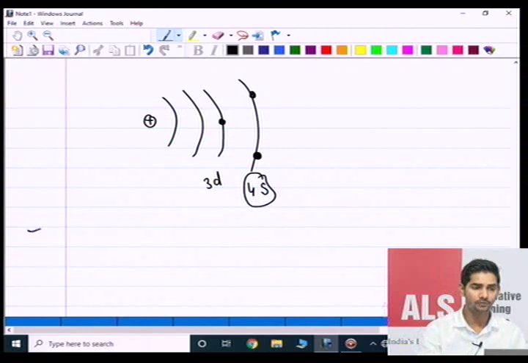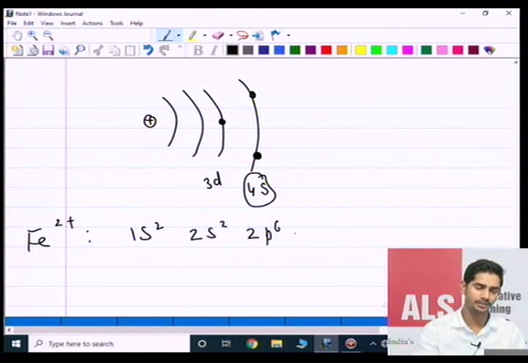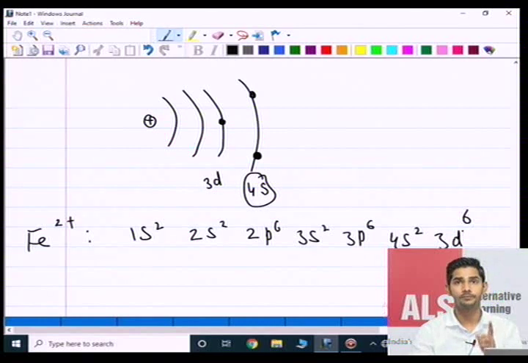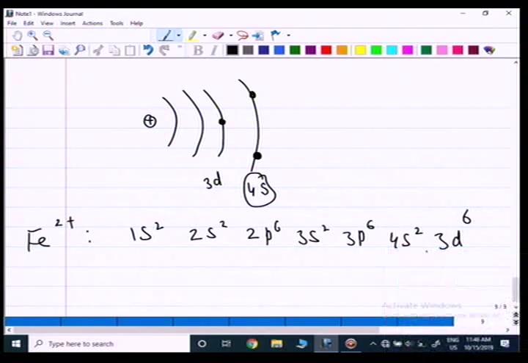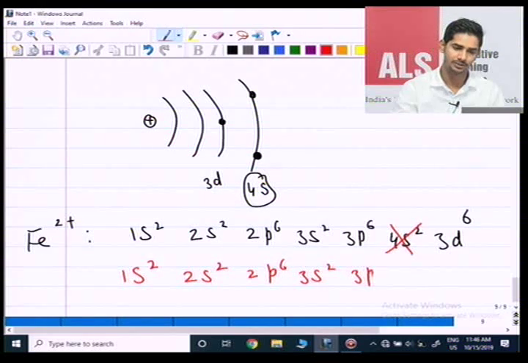So when we talk about Fe2 plus, I am writing the configuration for Fe only first. 1s2, 2s2, 2p6, 3s2, 3p6, 4s2, 3d6. This is for the Fe. Now we have to remove 2 electrons. So obviously we won't remove those 2 electrons from the 3d. We will remove those electrons from the 4s. So actually the configuration should be this one: 1s2, 2s2, 2p6, 3s2, 3p6, 3d6.